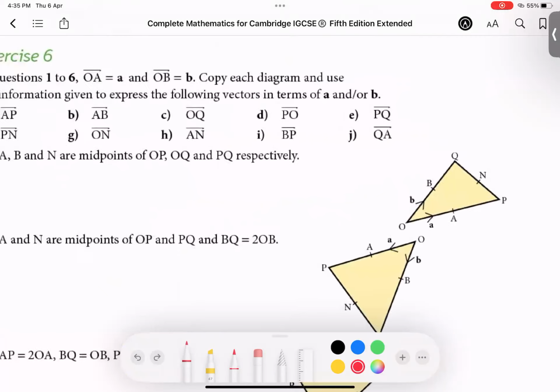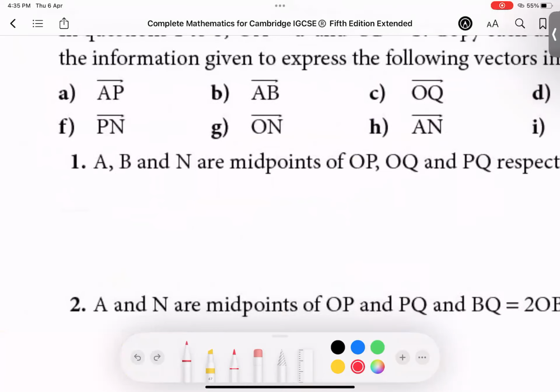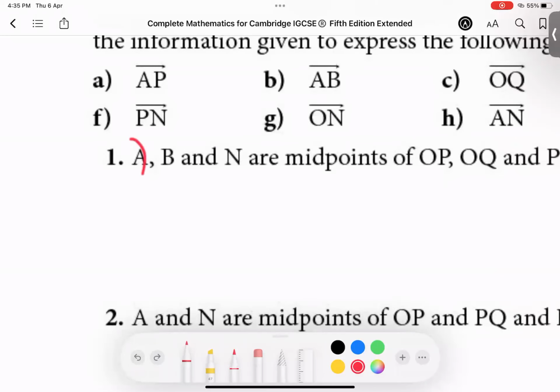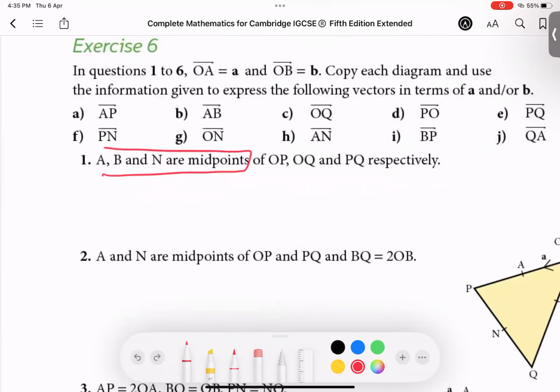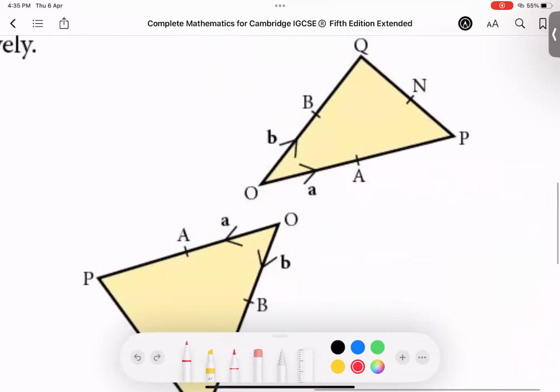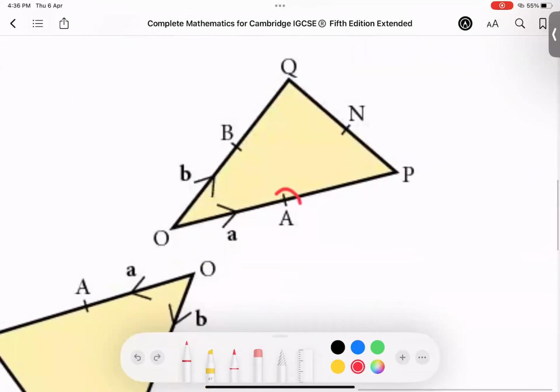But we have to read something more. This sentence is very important: A, B are midpoints. I repeat, this is a very important sentence. Do you know what midpoint means? I will give you an idea. For example, this A is the midpoint of OP. It means the gap from O to A is the same as the gap from A to P. Very simple, not rocket science.